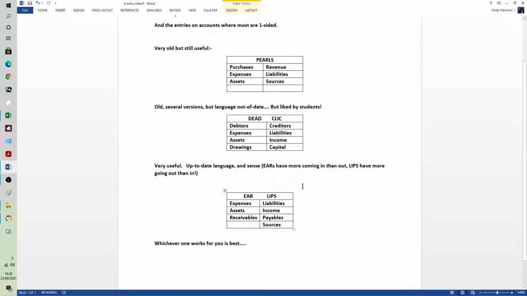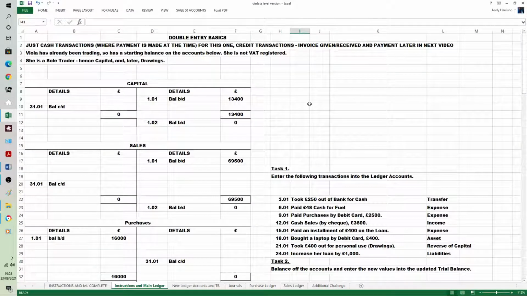So EAR and LIPS has the up-to-date language. It also even has a bit of logic to it because more goes into your ears than out. Expenses, assets and receivables. Liabilities, income, payables and sources on the credit side. Again, payables is suppliers that you owe money to. So whichever one works for you is best. We'll also notice that if you put items into the bank or cash, the other entries are easier to work out, so you only need to remember bank and cash.